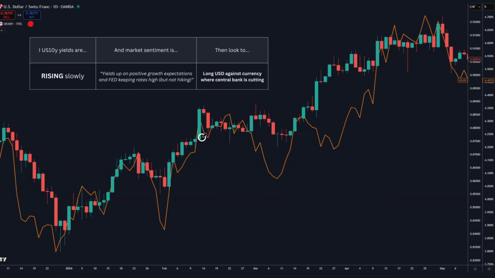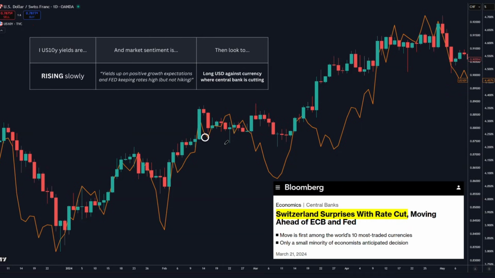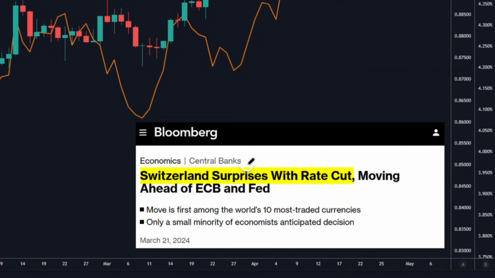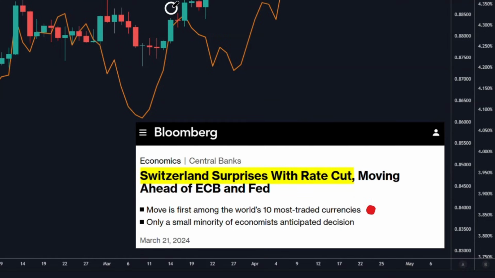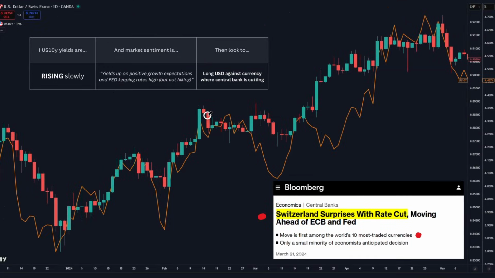Now, at the same time, the Swiss National Bank was the first central bank to cut interest rates in this cycle. Everyone hiked interest rates except Japan in 2022, 2023. And in 2024, everyone was looking at who's going to cut first. Well, the Swiss National Bank cut it first. Again, in contrast with the dollar, where the Fed was not cutting rates yet.